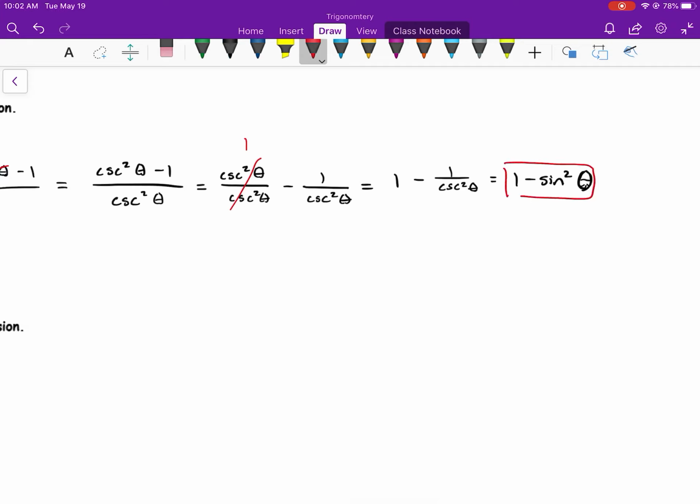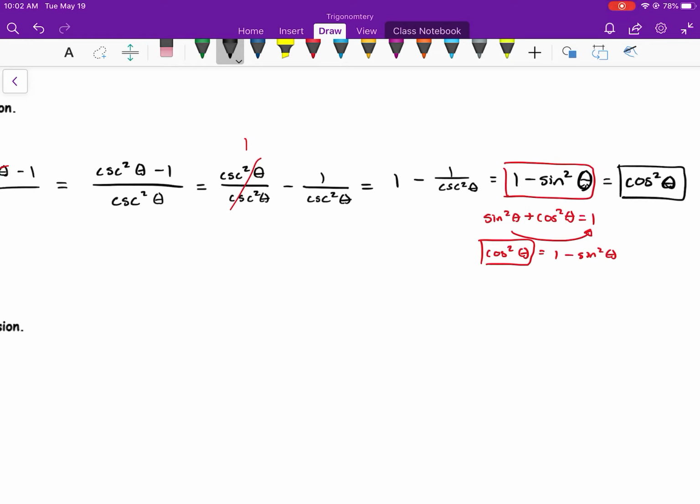And again, I'll pull this up and show you. Sine squared of theta plus cosine squared of theta equals 1. Move the sine over and get cosine squared of theta equals 1 minus sine squared theta. So this is finally cosine squared of theta. Boom.